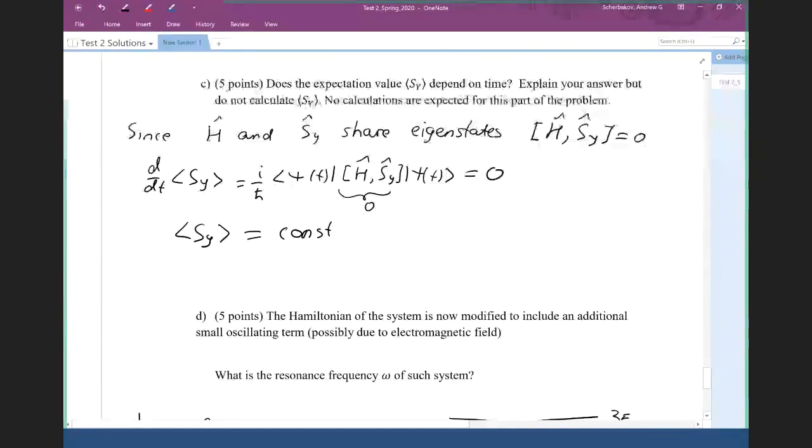So essentially, that means that the eigenstates of the Hamiltonian are the same as the eigenstates of Sy, and they are stationary states, right? They only acquire an overall phase, and therefore the expectation value of Sy should not really be time dependent.